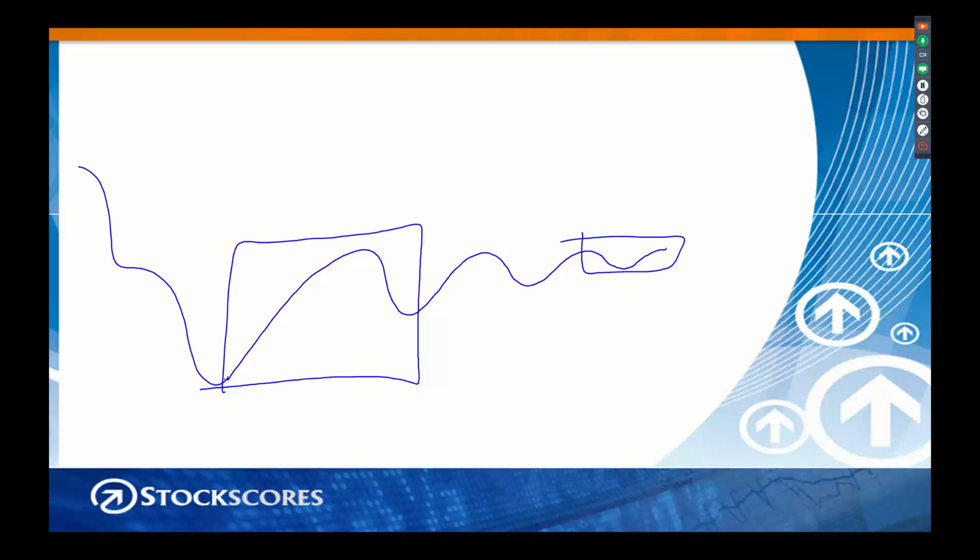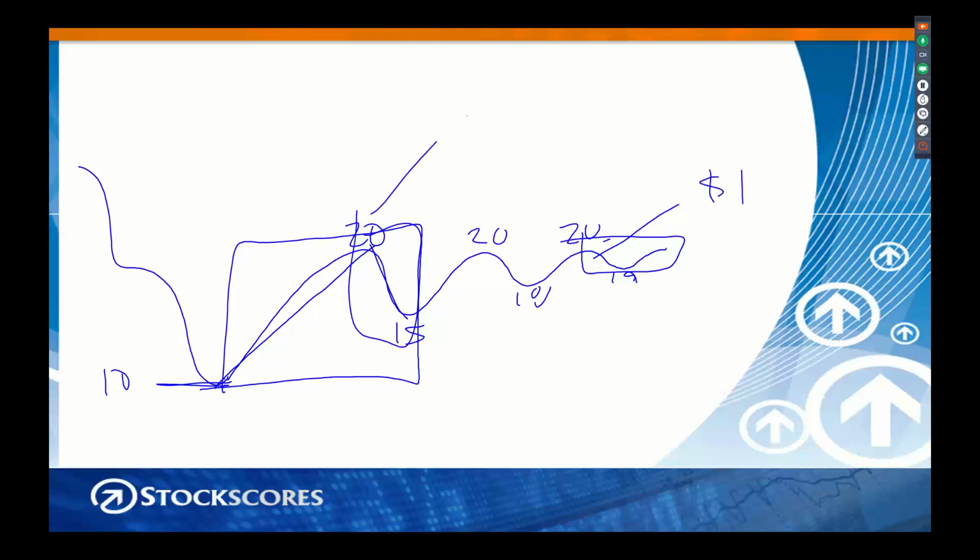So let's imagine we put some prices to this. So let's say this is $10. The stock is at $10 here. It goes up to $20, and then it falls down to $15, and then goes back up to 20, and then down to 18, and then back up to 20, and down to 19. You'll notice that here, the price swing is $1. Whereas over here, the price swing is $5. So there's a lot more volatility over here than there is over here.